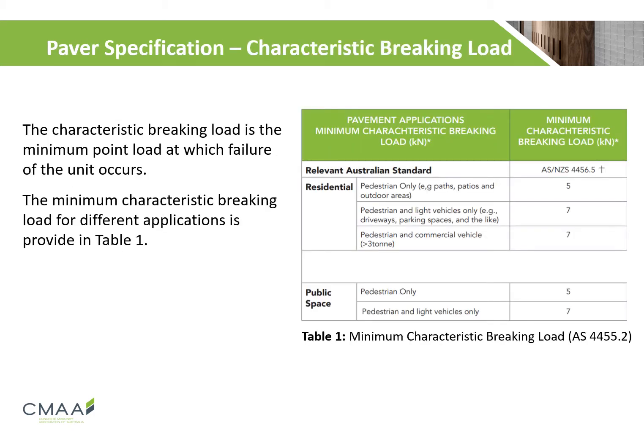The minimum characteristic breaking load is the minimum point load at which failure of the paving unit occurs. In Australian New Zealand Standard 4455.2, the minimum characteristic breaking load for various applications is stipulated. An excerpt from this standard is provided in Table 1. In our example, a public space pavement is used, and it is subjected to pedestrian and light vehicle activity. Hence, a 7 kN breaking load is required. This would be tested using Australian New Zealand Standard 4456.5.